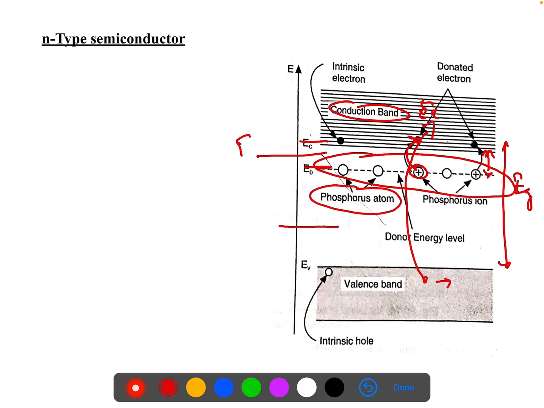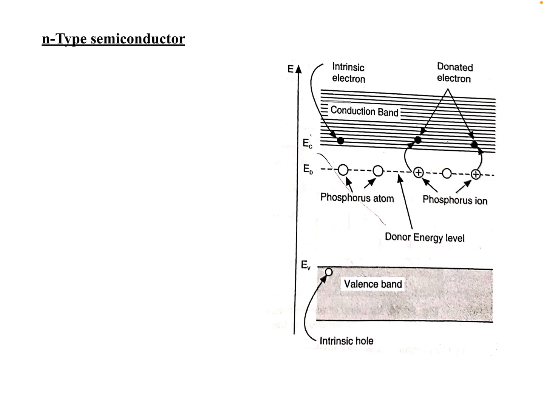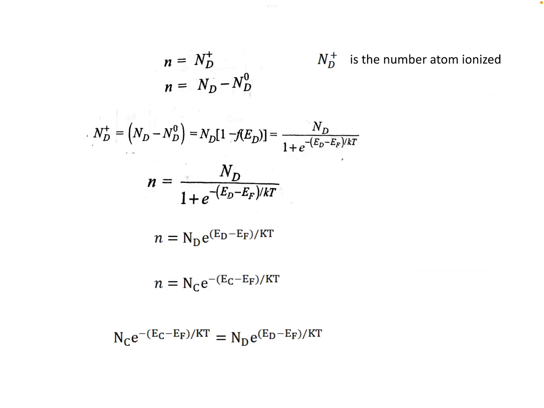Because this is the average energy, the electron is either here or here, and most of the electrons are coming from here, so the Fermi level will be somewhere in the middle. Now, how to calculate the number of electrons or charge carriers? Electrons are the dominating charge carriers in n-type semiconductor, so obviously let's find out the number of electrons.